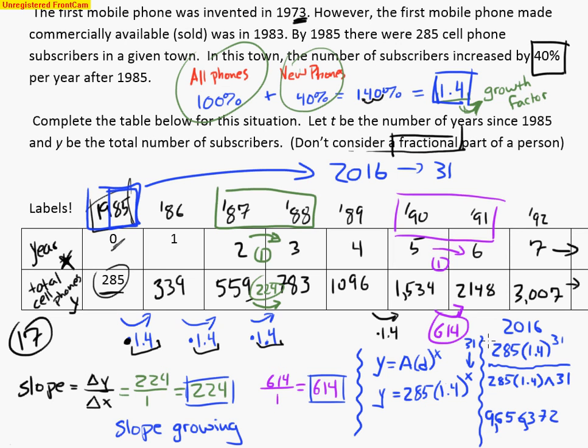And so that is 9 million people. 9 million people in this tiny little town have cell phones in 2016. Does that seem right? Are cell phones popular? I think so. So I grow very fast. I have 9 million people in 2016.